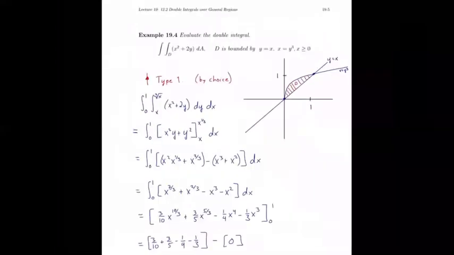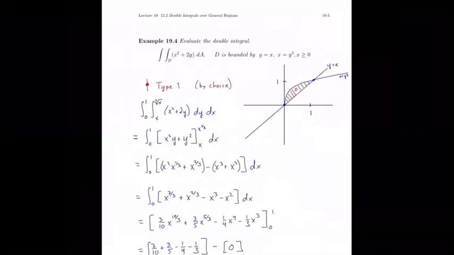Okay, more practice with these. Evaluate the double integral over the region D. So D is bounded by x equals y cubed, and x is greater than or equal to 0. Or at least D is defined by this. So x is greater than or equal to 0 is the right half of the plane. So that handles that portion.